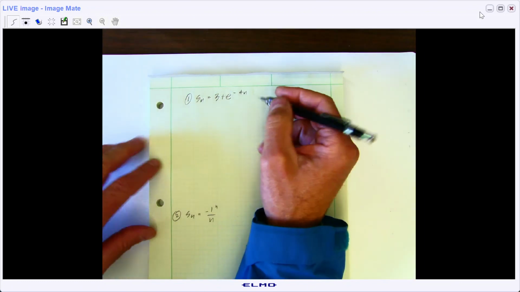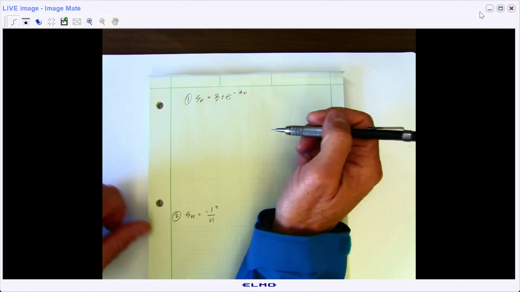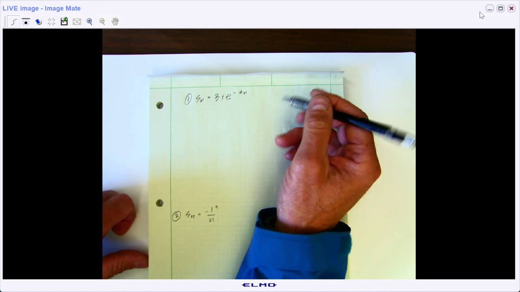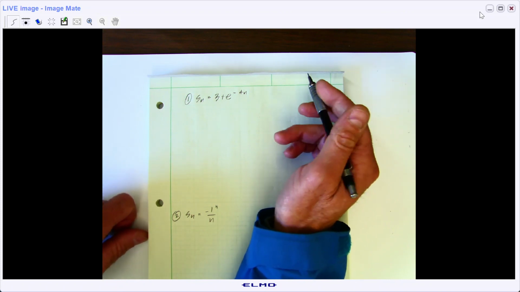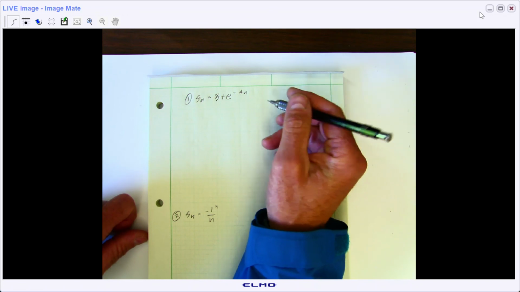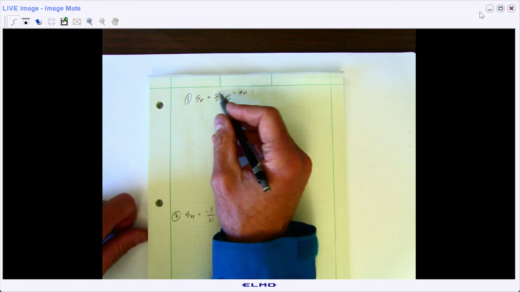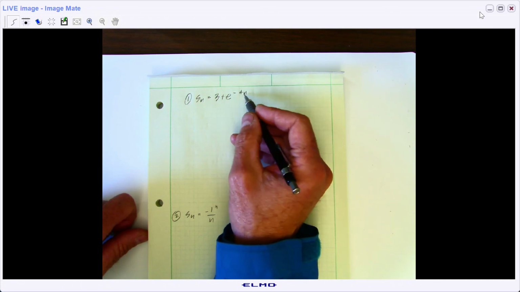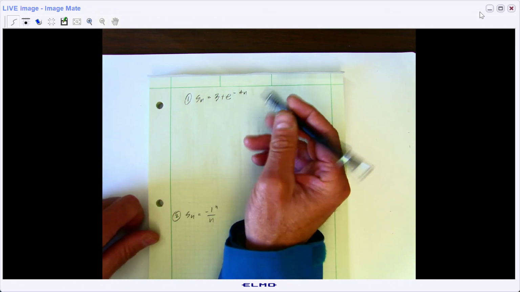Okay, so we could go after the limit and see if we could figure that out, but let's see if we can use monotonicity and boundedness to get a sense of what's going on here. So I can see that this number is 3, and I'm adding to it a negative exponential decay, I guess.